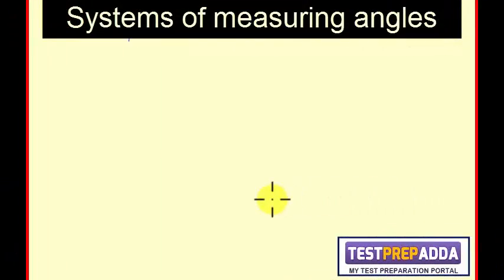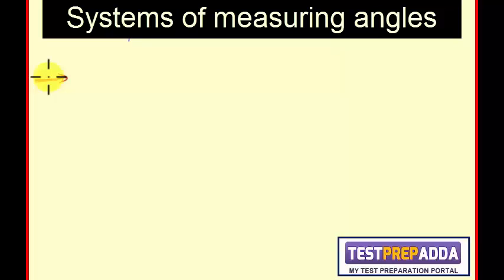The different ways or different systems for measuring angles. There are three systems for measuring angles. You may ask, why do we require any system for measuring angle, or why do we require three systems? Why not only one? So I'll give you a simple example.